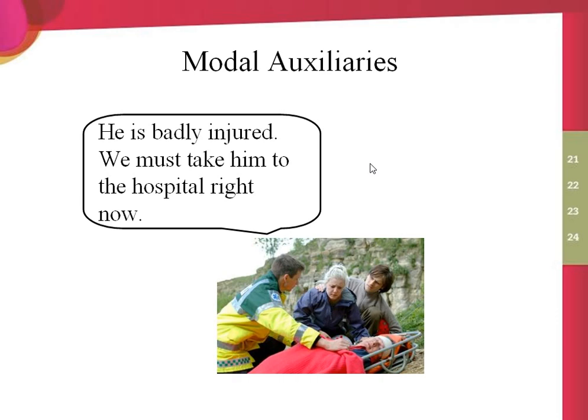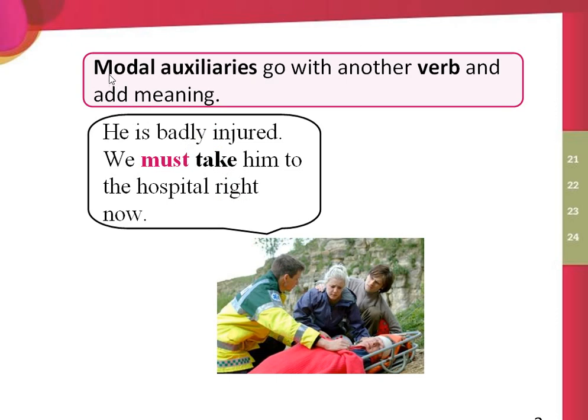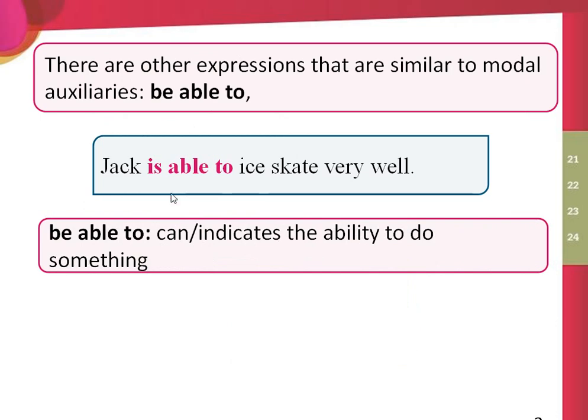The first example here is: he is badly injured. We must take him to the hospital right now. The explanation: modal auxiliaries go with another verb and add meaning. In the example here, we have the modal must and the verb take. We must take him to the hospital right now.